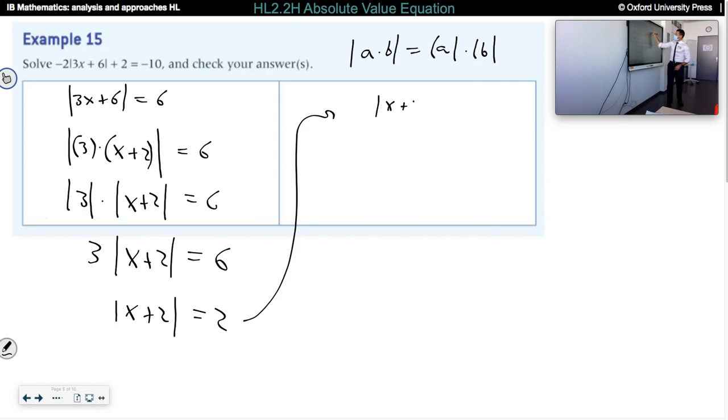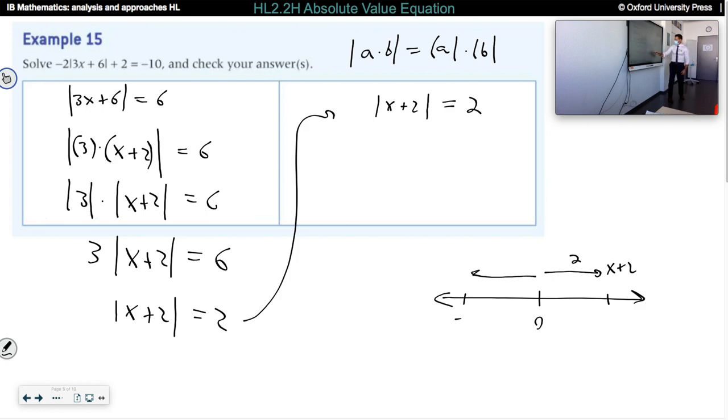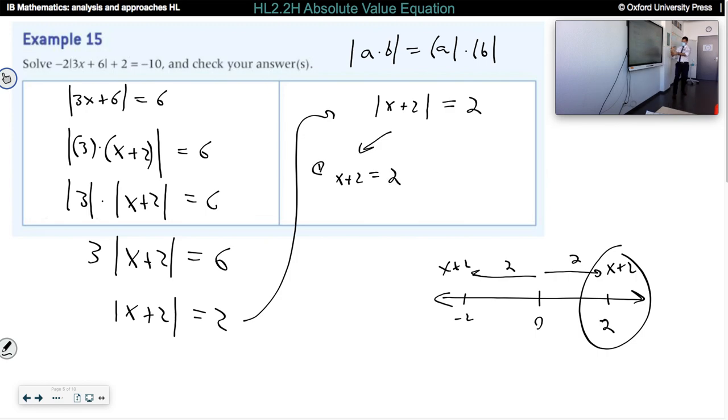So this is saying the distance that x plus 2 is away from 0, I want that to be 2 units. And if you think about that on the number line, I want whatever x plus 2 is to be either 2 units up, or 2 units down, right? So that -2 and +2. So 2 units down, I want this to be x plus 2, right? So this is like case number 1, that x plus 2 is 2 units above 0.